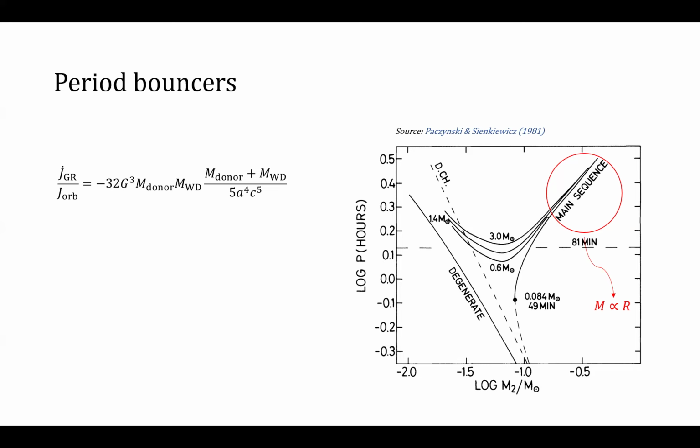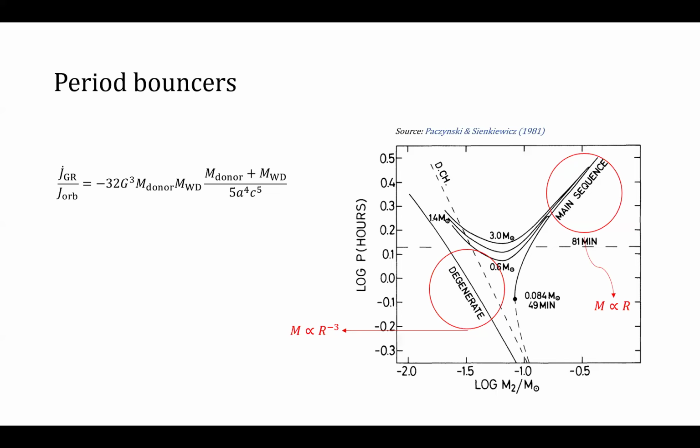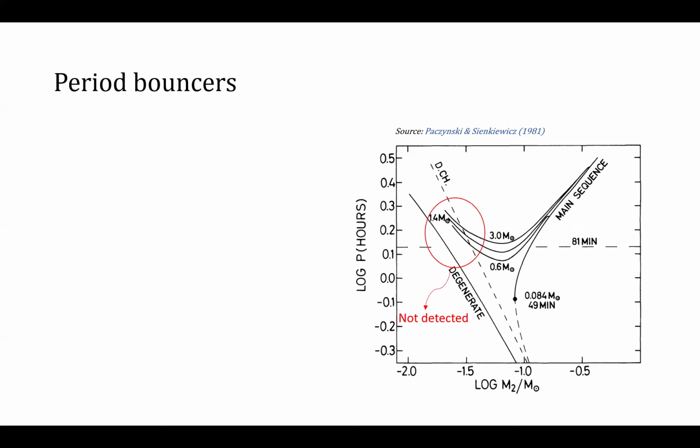This continues up till this region, where the mass radius relationship changes from a main sequence mass radius relationship to a sort of degenerate mass radius relationship. So here you have mass inversely proportional to radius. If you reduce mass, the radius increases, and so does the orbit and the orbital separation. So the system goes from being a shrinking system to an expanding system. And in this plot, it looks like the system has bounced here. That's why the name period bouncers. And like Paczynski said, it's exactly what we see.